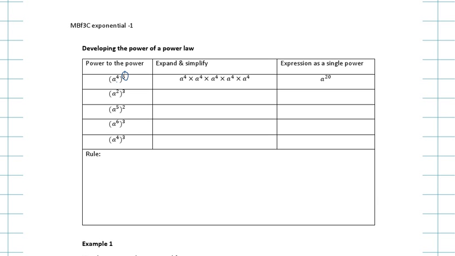So a to the power of 4 times a to the power of 4 times a to the power of 4 times a to the power of 4 times a to the power of 4. If I add all my exponents, 4 plus 4 plus 4 plus 4 plus 4, I get 20, which is the same as saying a to the power of 4 times 5. So you're multiplying the two exponents. That's the same as a to the power of 2 times a to the power of 2 times a to the power of 2, which is a to the power of 6.